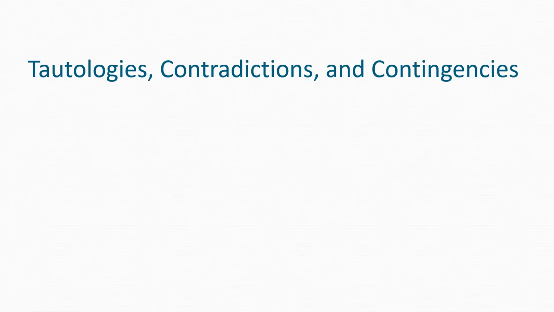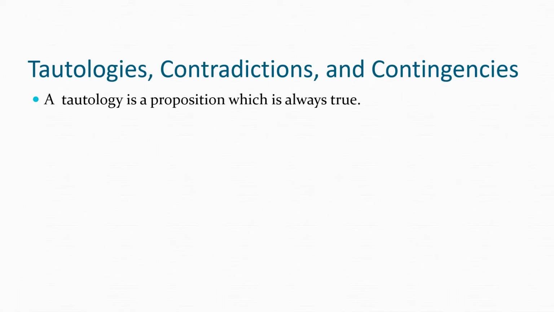So what is a tautology, what is a contradiction, and what is a contingency? Let's define all these terms. A tautology is a proposition which is always true. Such a proposition is called a tautology. And there is an example, P or negation P.